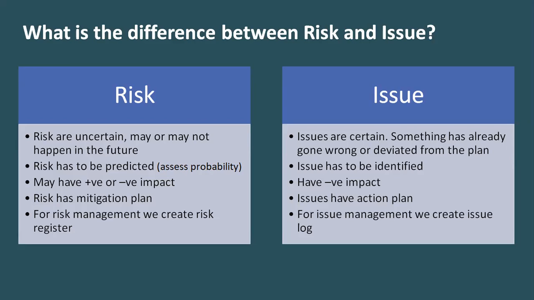Let us say that I'm managing a project and I anticipate that in a team of 10, two of my team members are potential attrition cases, right? They might drop off in the middle of the project. That is a risk. Now, if these people actually drop off in the middle of the project, while the project is running, that becomes an issue. You guys are clear on this?